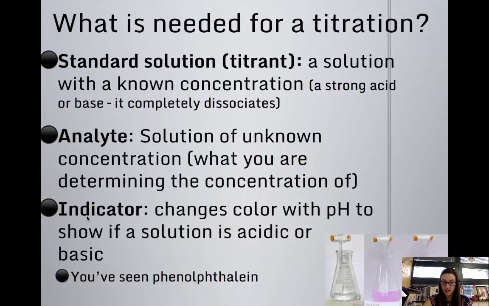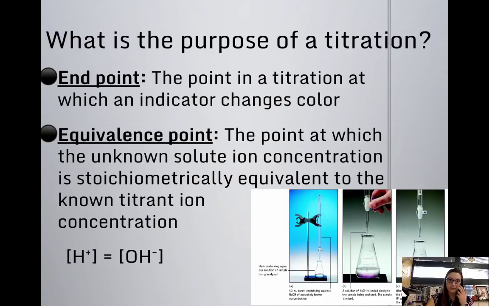And then an indicator, and you should have seen an indicator before. Phenolphthalein is what we used in one of the labs already. An indicator changes color when the pH changes to show if a solution is acidic or basic. So phenolphthalein is clear in an acid, and once phenolphthalein is in the pH range of 8 to 10, it's going to turn pink. There are other indicators that you can use as well. You can use methyl red, bromothymol blue. All of these indicators will actually change color at different pHs.